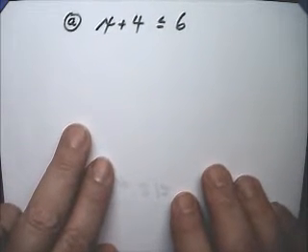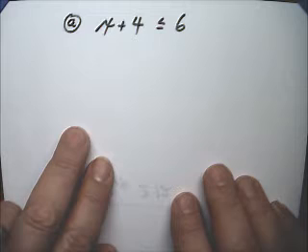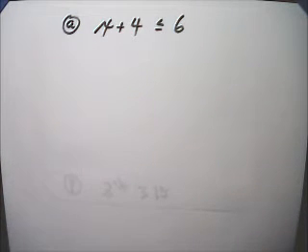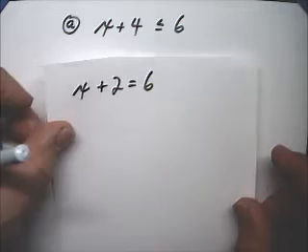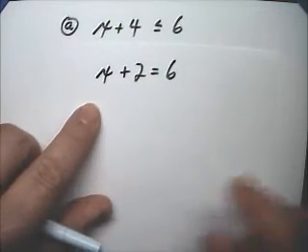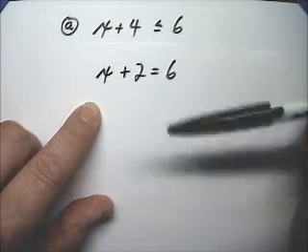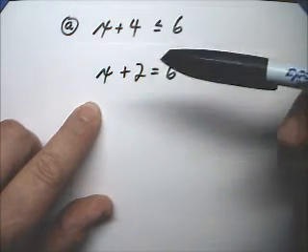Hello, this is Operations in Algebra, Solving Inequalities, Example 2. There's an A part and a B part. Here we have x plus 4 is less than or equal to 6. Solving inequalities is very similar to solving equations, and this one is very similar to this one. This is an equation. This is an inequality because it doesn't have an equal sign.